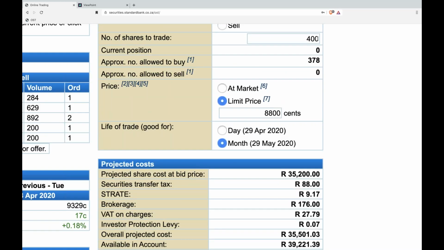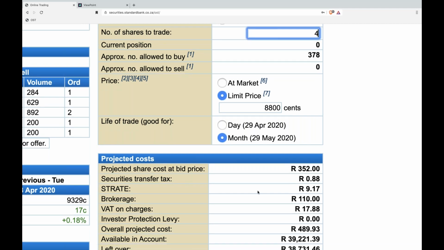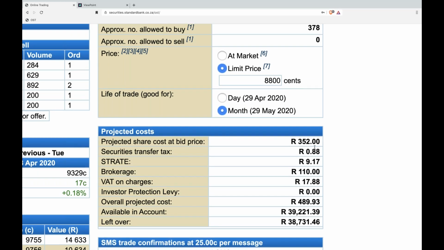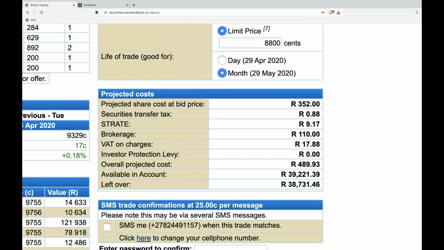Let's say I only wanted to buy 4 Standard Bank shares. You'll notice this updates in real time. My straight stays the same. My security transfer tax reduced 100-fold because I'm buying 4 instead of 400. But my brokerage then hit the minimum. And that minimum is 110 Rand or 0.5%, whichever is greater.